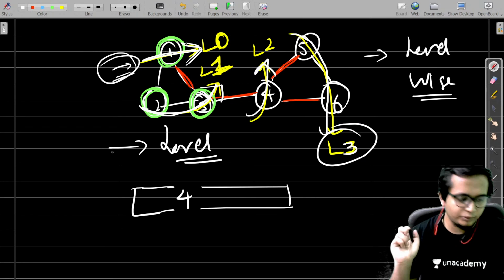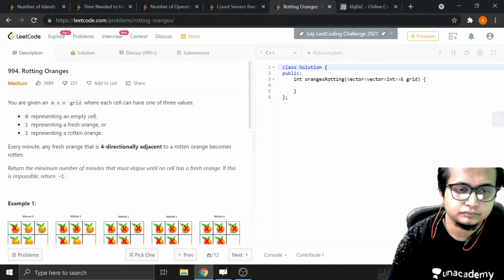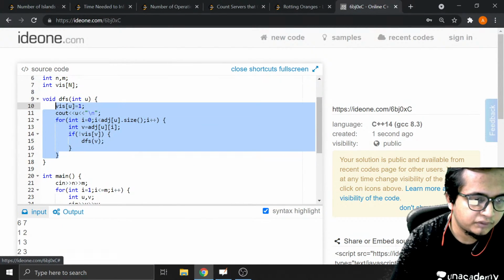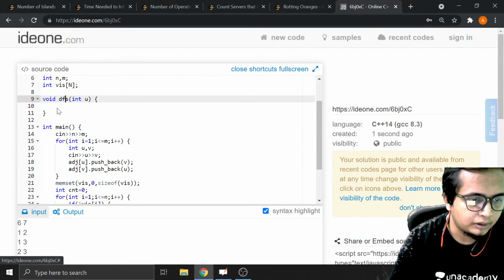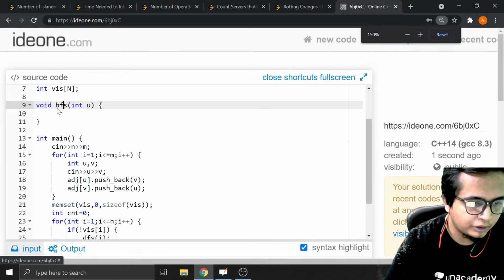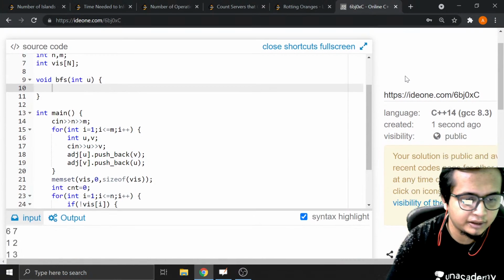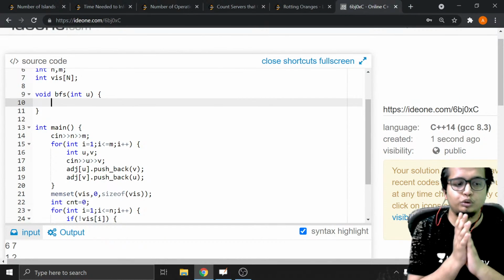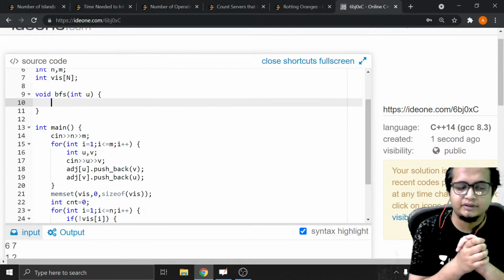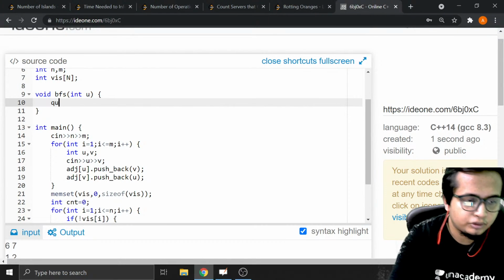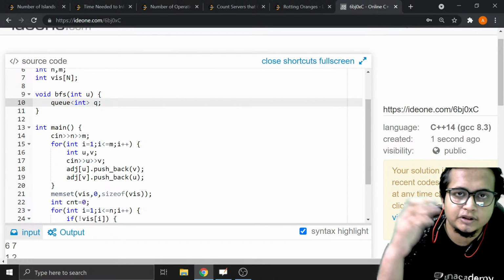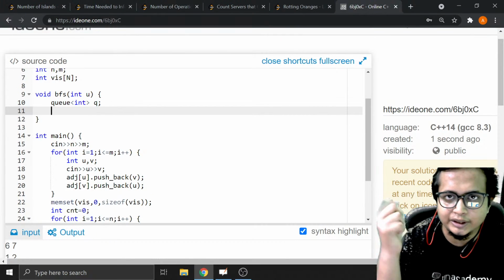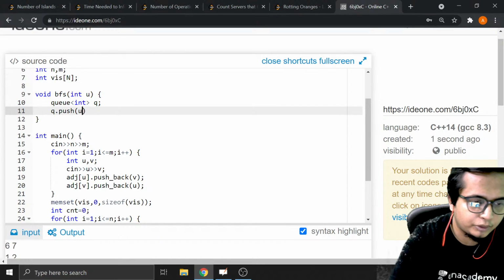So let me move on to the code. This DFS function I will just remove and rename. I hope the code is clear. So you have a function BFS, similar to how you had a DFS function, and you just give it a source. You define a queue. In C++, in Java, in every language, you have a queue. This is how you define it, and we have discussed it quite a lot, so I don't think there is a point of discussing it now.